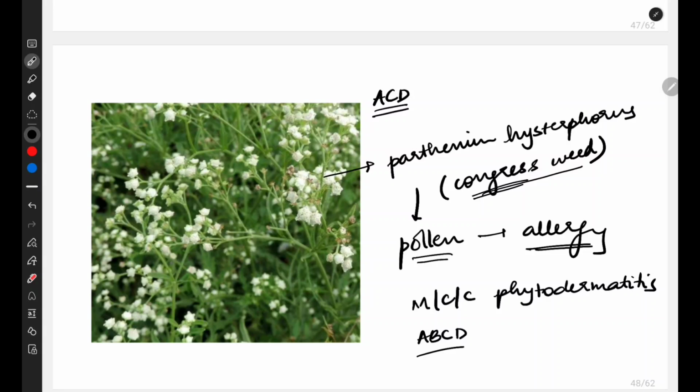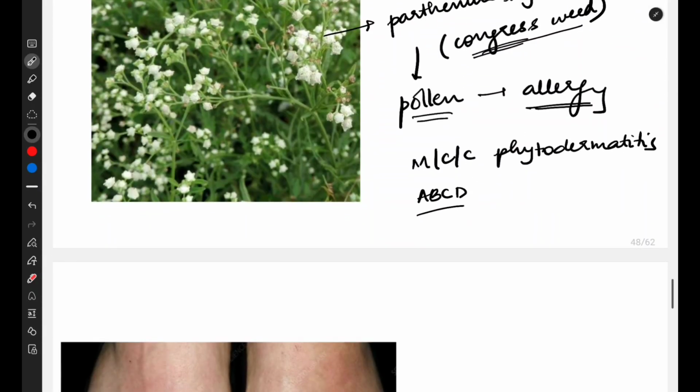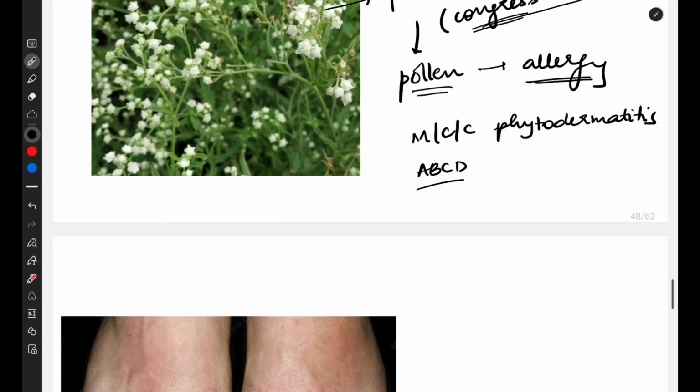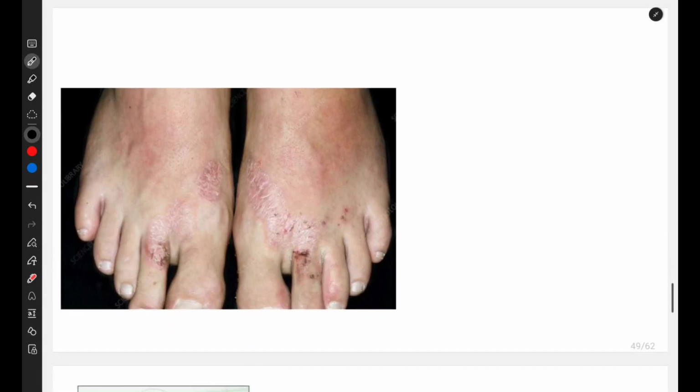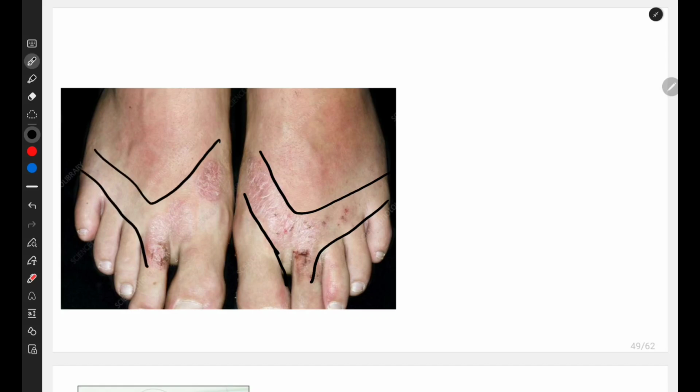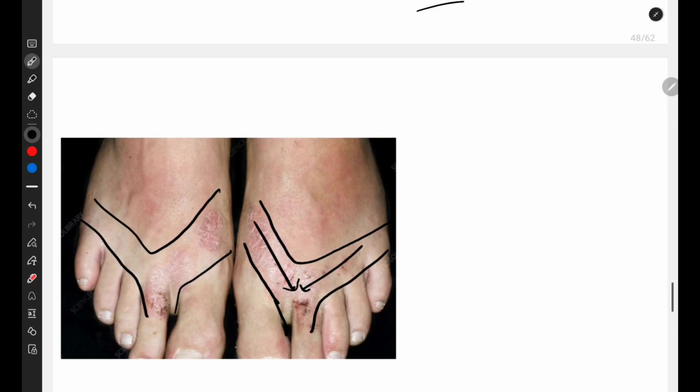An allergy can also be caused by various other things like rubber slippers or bindis. For example, if you see this foot, this lesion has a characteristic marking. You can mark it like this, on both the legs. This marks a rubber slipper. The flip flops have a strip over this area. That rubber, when it comes in contact with the skin, will cause irritation, and it will cause allergic contact dermatitis.